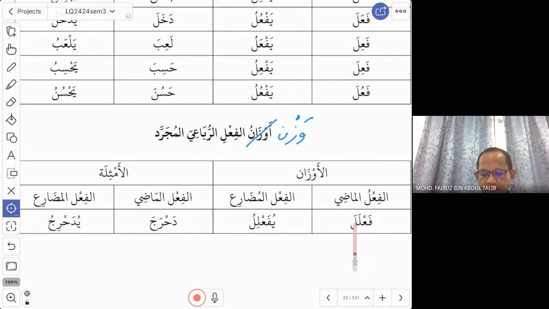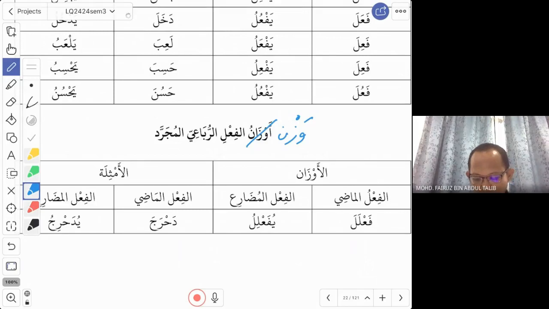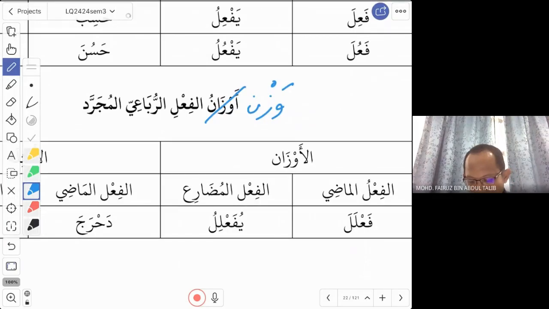The example is dahraja, to roll, right? To roll the ball, to roll the stone, and so on. So if you write the word dahraja, identify the wazan. Dal is referring to the fa, ha is referring to the ain, ra is referring to the first lam, and jim is referring to the last lam. Okay, so this is the representation of the fi'l in terms of the wazan.